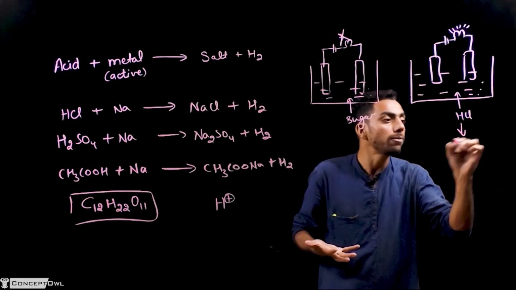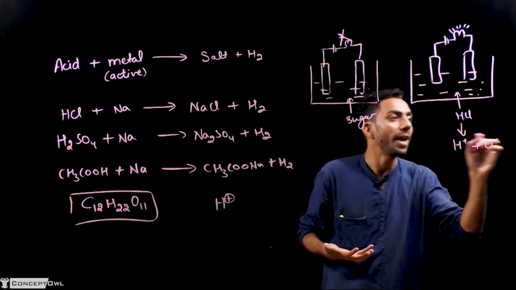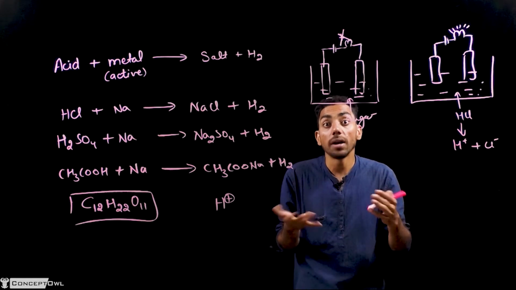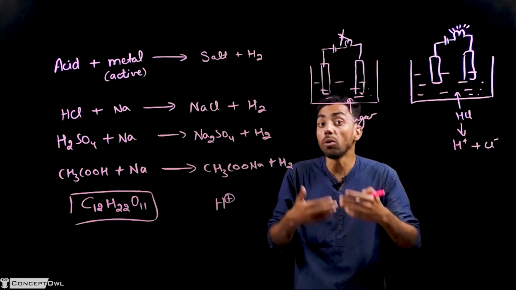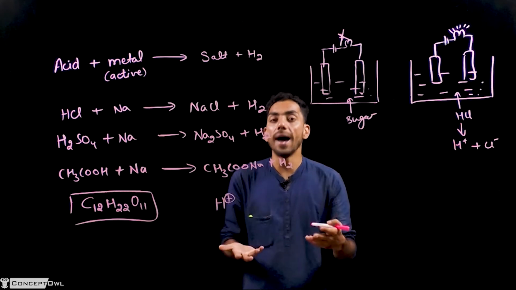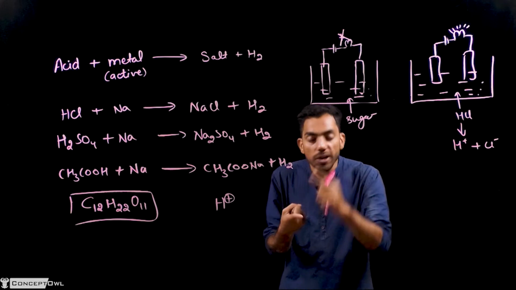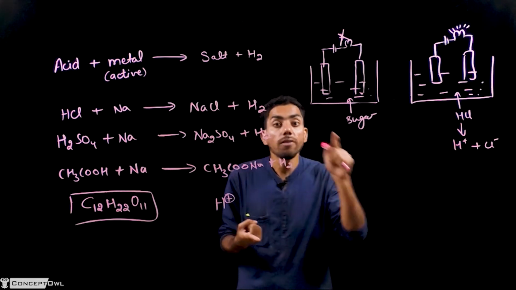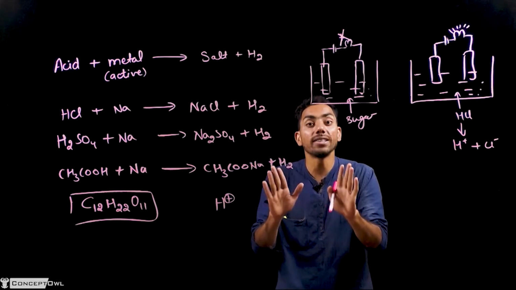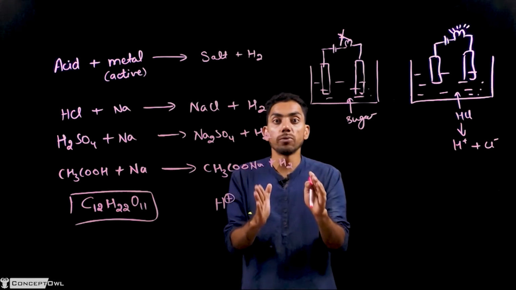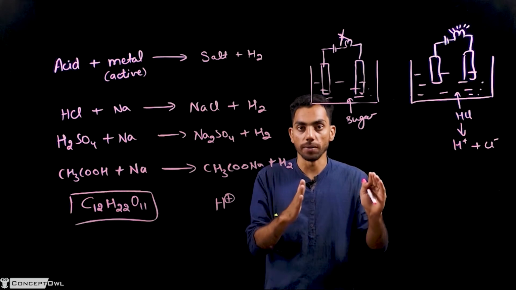What ions? H positive and Cl negative ions. HCl is breaking into H positive and Cl negative ions. But sugar does not dissociate. It will not dissociate. So there are no ions. Is it clear? So acids produce H positive ions in water. So if someone asks you what is an acid? Acids are substances which produce H positive ions in water.